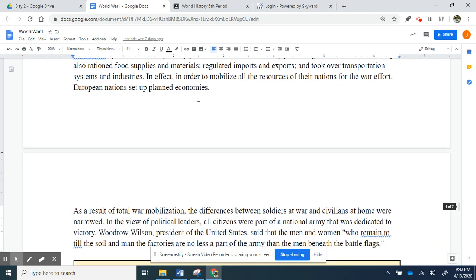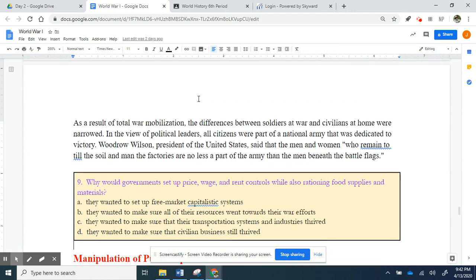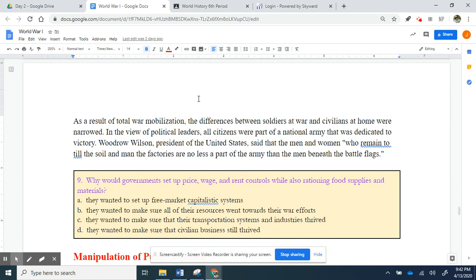planned economies. As a result of total war mobilization, the differences between soldiers at war and citizens at home were narrowed. In the view of political leaders, all citizens were part of a national army that was dedicated to victory. Woodrow Wilson, President of the United States, said that the men and women who remain to till the soil and man the factories are no less a part of the army than the men beneath the battle flags.